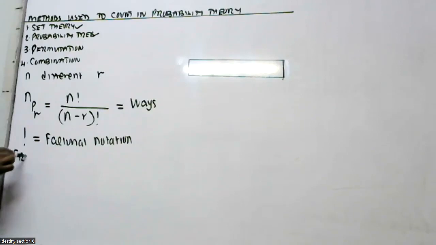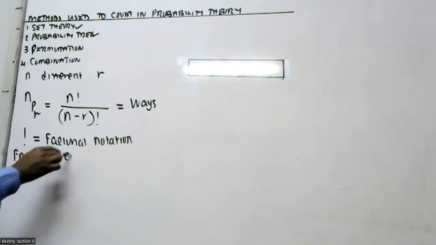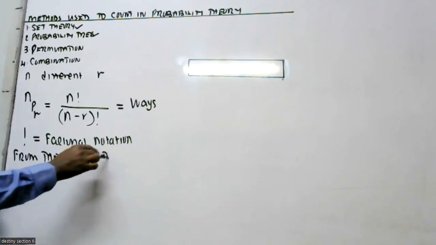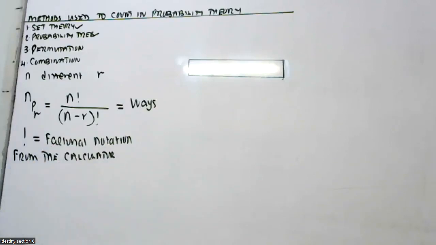From the calculator, take your calculator. First of all, check whether you can see this sign on the calc. Able to see it? Okay, so type 5, then press factorial, and then you say equals. The answer is 120. That's how you got it. I hope Tracy, you are following that.